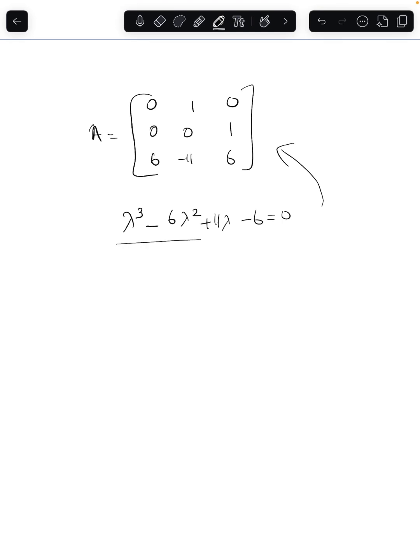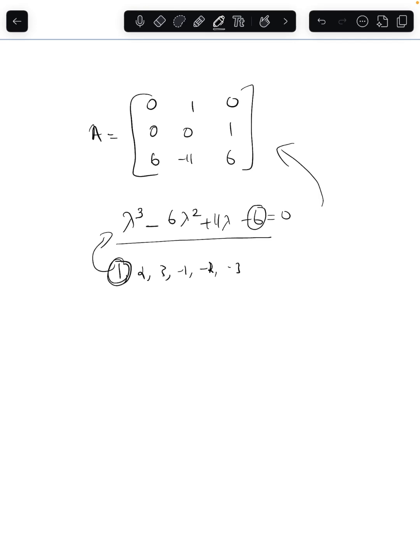Now I am trying to find the roots of this equation. Since it is a third-degree polynomial equation, there is no exclusive formula to find its roots. So I am going to use some techniques. The first technique is that the root must be a divisor of the constant. We know that 1, 2, 3, minus 1, minus 2, minus 3 are the divisors. I am going to choose the first number, 1.